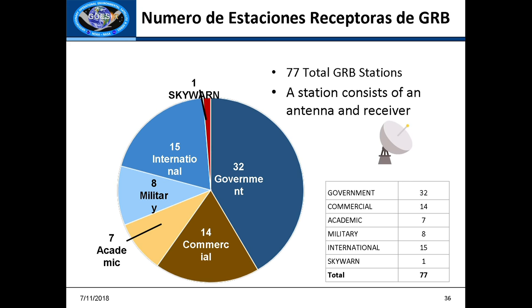I just chose to break it out this way. It could be broken out differently, but U.S. government 32, commercial users 14, academic 7, U.S. military 8, that's mostly the United States Air Force, international 15, but that of course includes government and military and academic, mostly. And then Skywarn, which is actually a National Weather Service program where ham radio operators and people that report severe weather to the Weather Service are involved. And there is a ham radio operator that installed a GRB station.